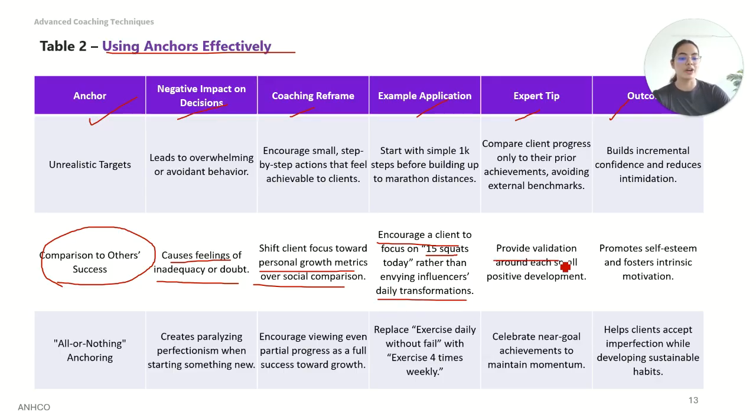Expert tip is that you can provide validation around each small positive development. Outcome is that it promotes self-esteem and fosters intrinsic motivation. Take a moment to have a look at the other 2 examples.